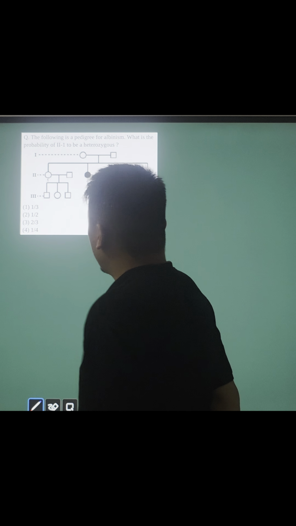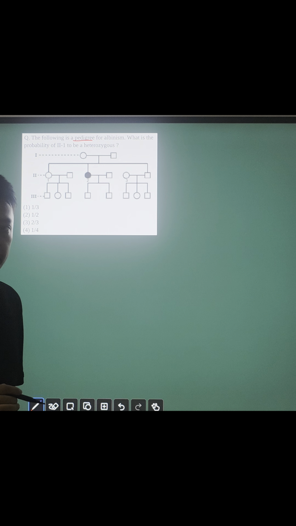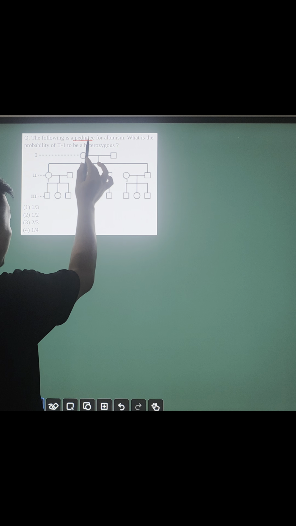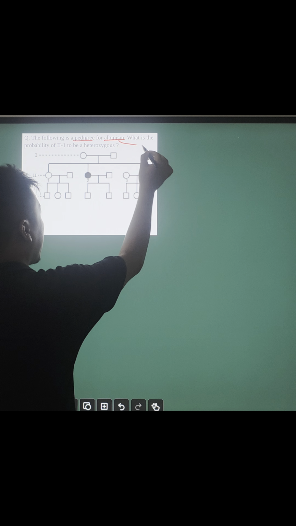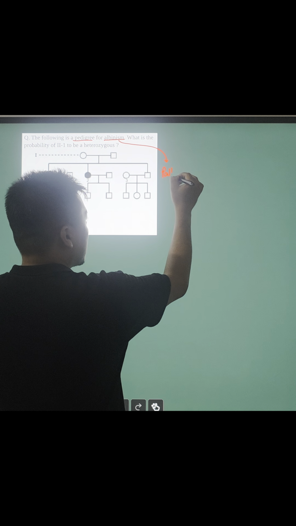So we have another question from pedigree analysis, class 12, chapter number 4, principles of inheritance and variation. The following is a pedigree for albinism. Now, if you know the inheritance pattern of albinism, it would have been very easy. But since it is not given in your NCERT, we need to find out the inheritance pattern first.